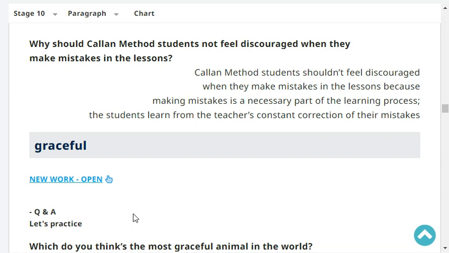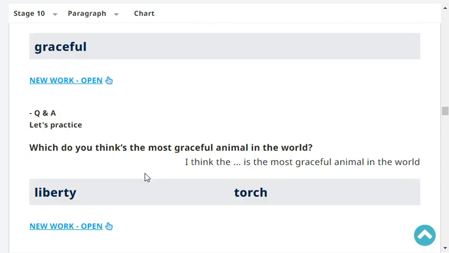Greg, why should Callan Method students not feel discouraged when they make mistakes in the lessons? Callan Method students shouldn't feel discouraged when they make mistakes in the lessons because making a mistake is a necessary part of the learning process. The students learn from the teacher's constant correction of their mistakes. Very good.